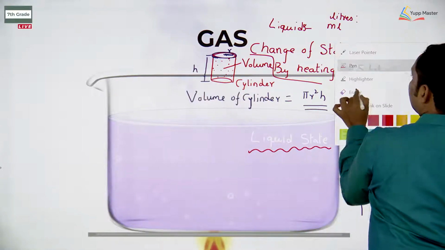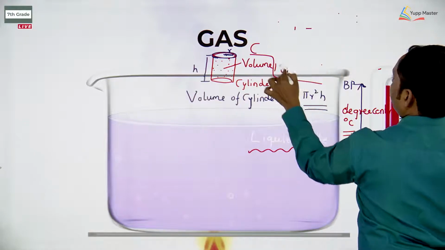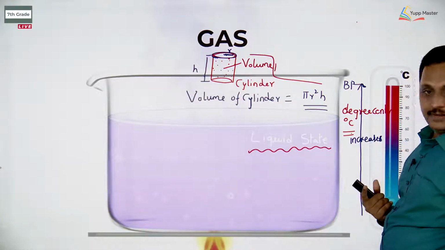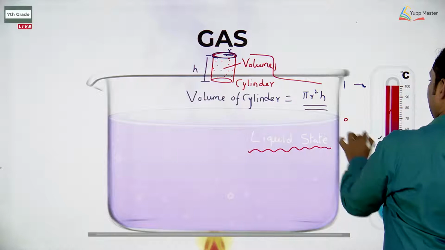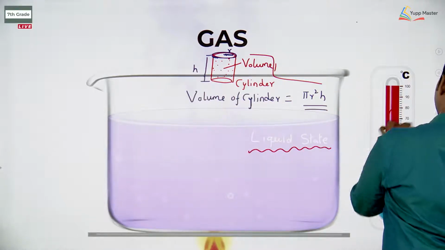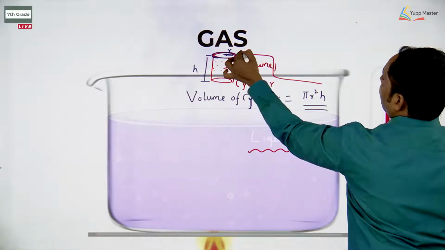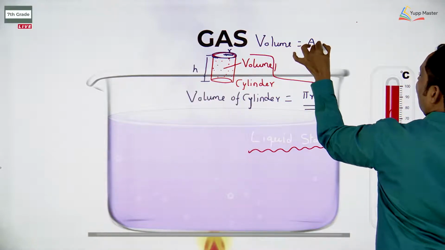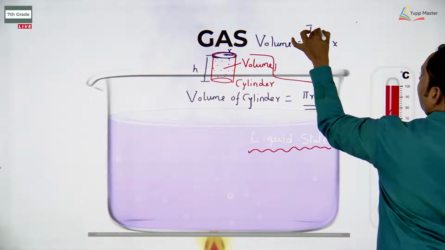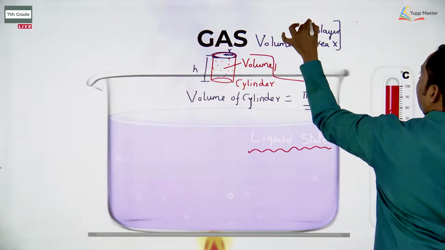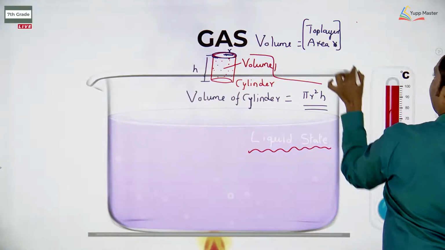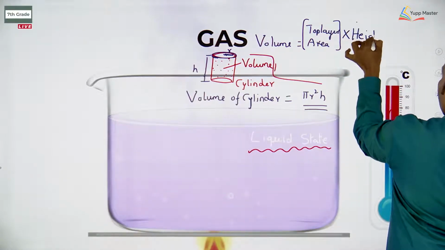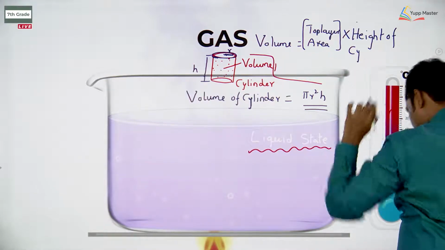I will erase some part, just you can see that. Here, it's very clear, you can confirm this. Right. So, the volume is obtained as the top layer area into the height of the cylinder.